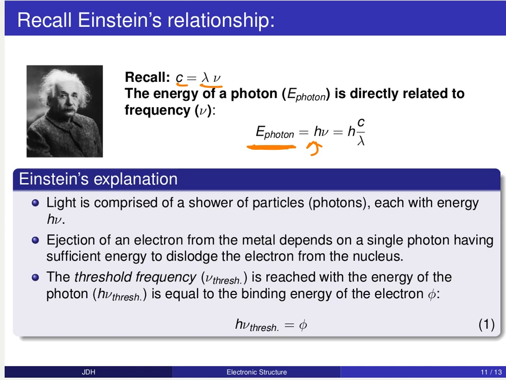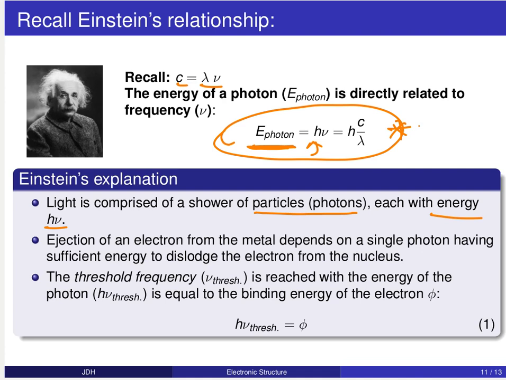So the energy of a photon, related to wavelength and frequency, basically tells us how much energy any incoming photon is going to have. And Einstein's explanation is built upon this. He says light must be comprised of a shower of these particles, these little photons. And each one of those photons of light is going to have an energy given by this relationship up here, h nu.